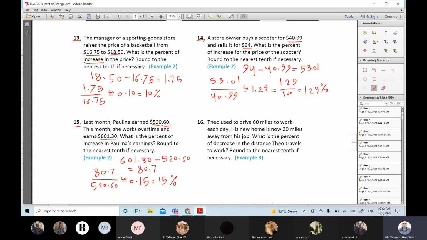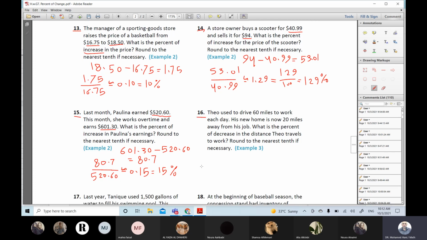The last question in this lesson, number 16. Who can read number 16, please? Yes, please. Theo used to drive 60 miles to work each day. His new home is now 20 miles away from his job. What is the percent of decrease in the distance Theo travels to work? Round to the nearest tenth if necessary. Great, thank you. What is your name? Noura. Great, Noura. I will add you 2 marks.